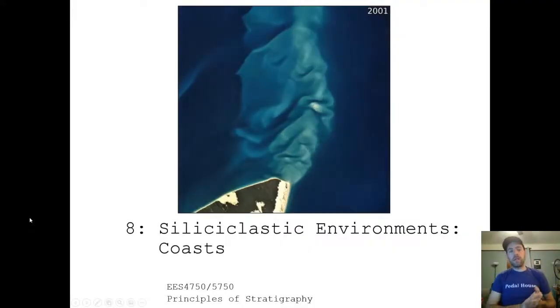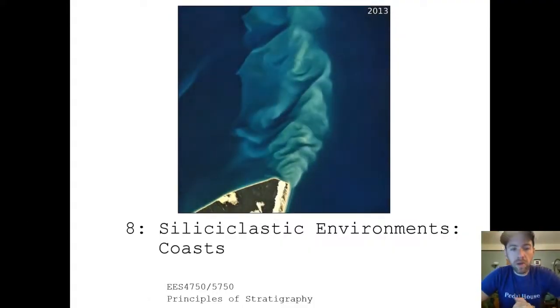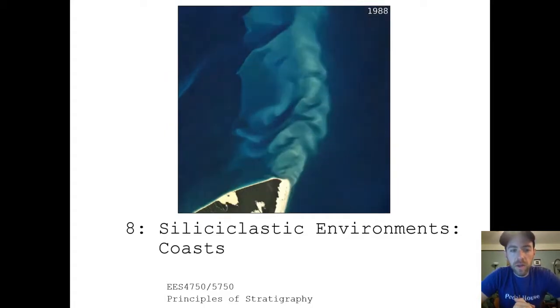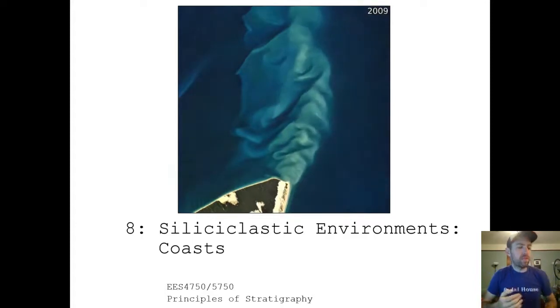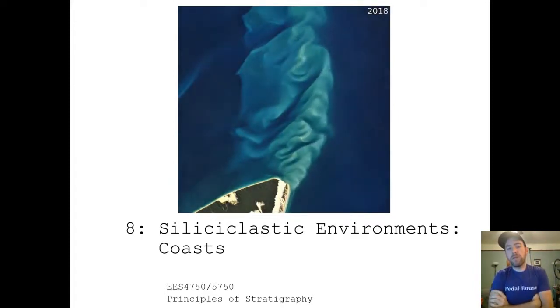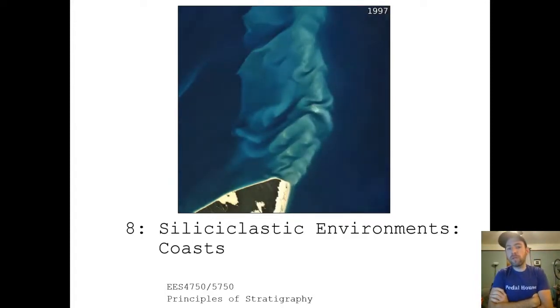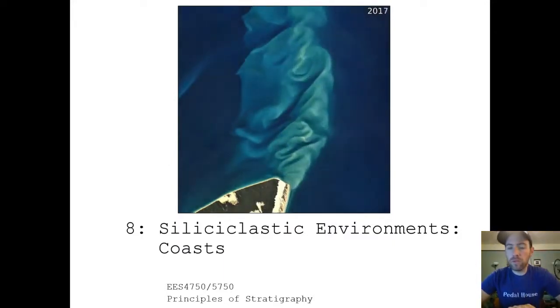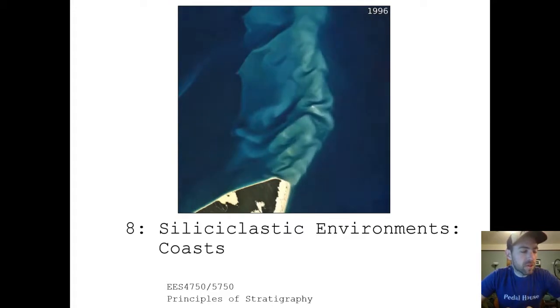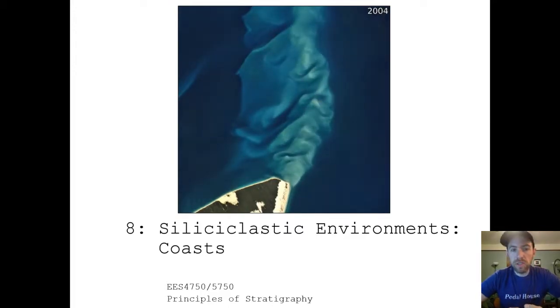All right, for the second lecture this week, we're going to talk about coastal environments here. And just to give you a brief overview of some of the features that you might expect to have an influence on the sedimentary deposits that you would find along the coast and what those might look like if you're dealing with certain types of coastal situations.